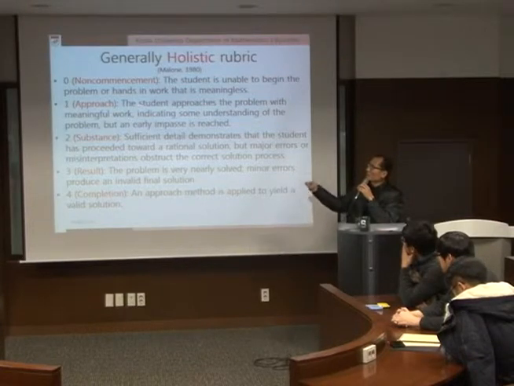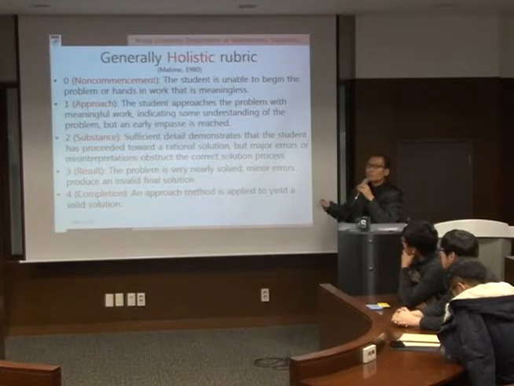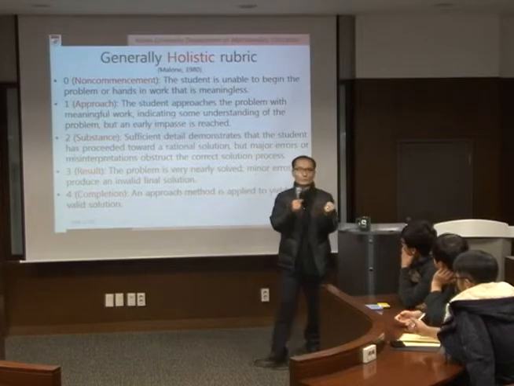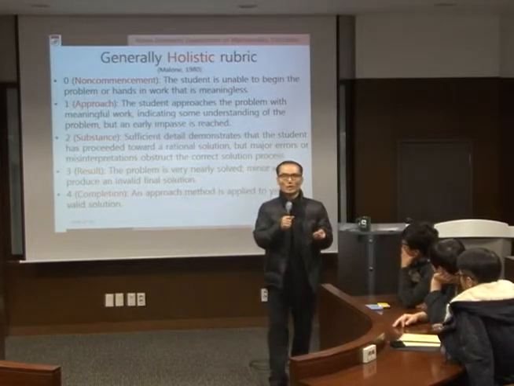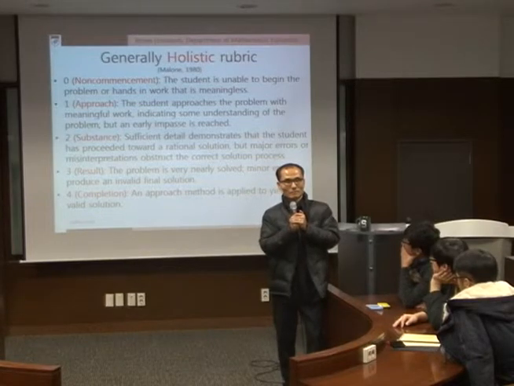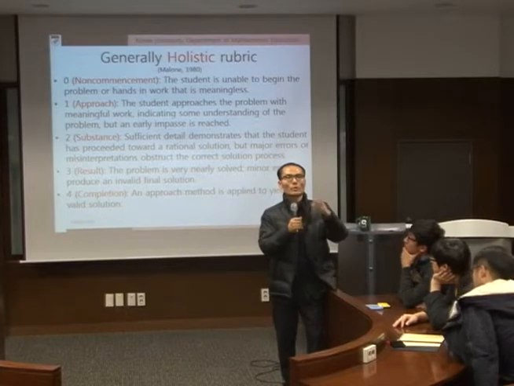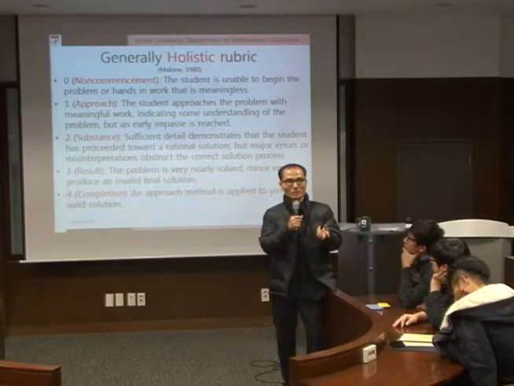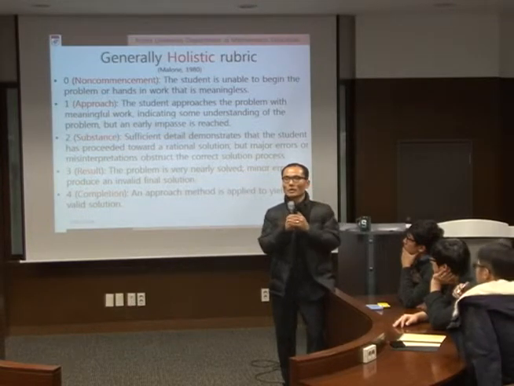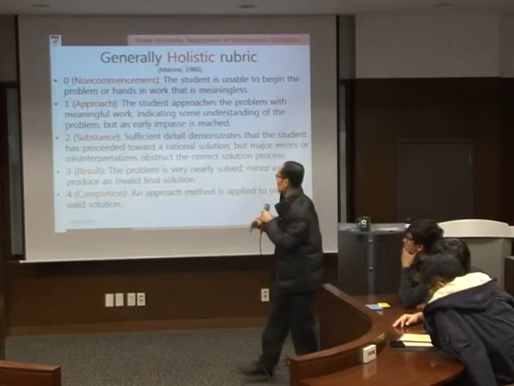Think about these different levels of problem solving. They are called non-commencement, approach, substance, result, and completion. Whatever they are called is not important. The most important thing for you is to understand what? The different levels, or how you can differentiate, right? In terms of developing a holistic rubric, what kind of levels should you consider? One is what?